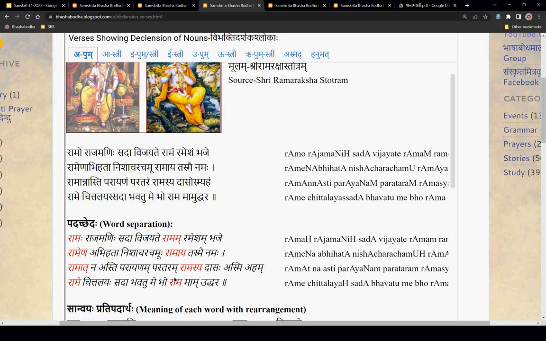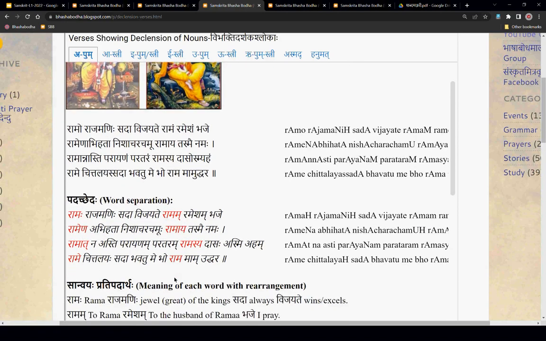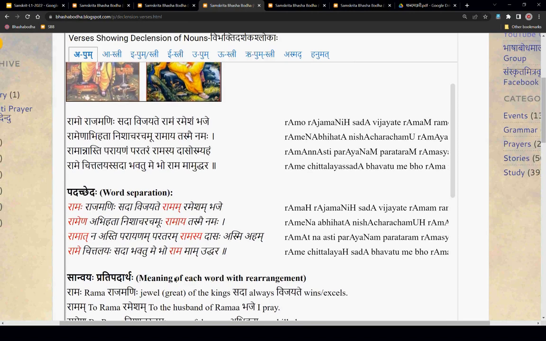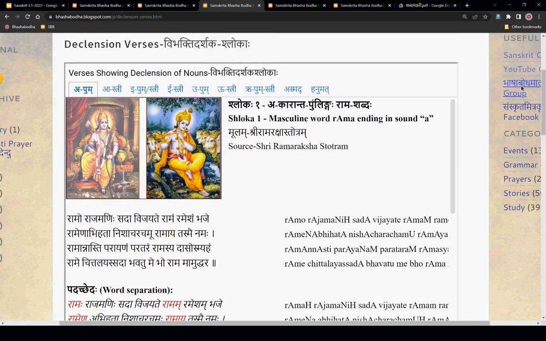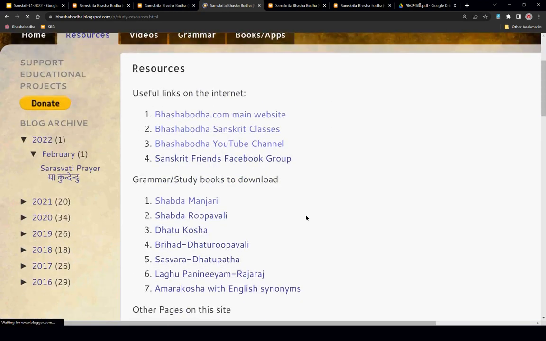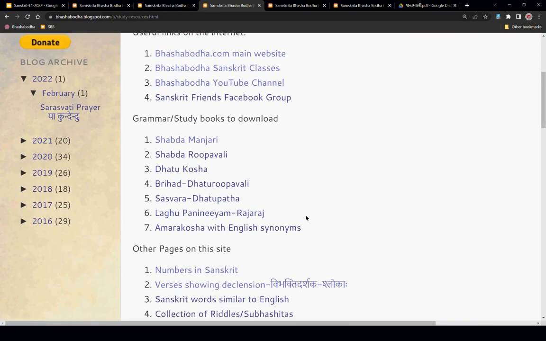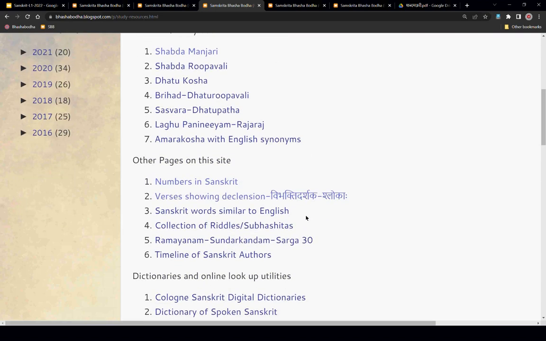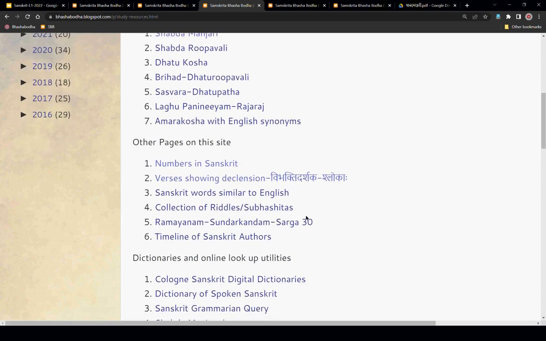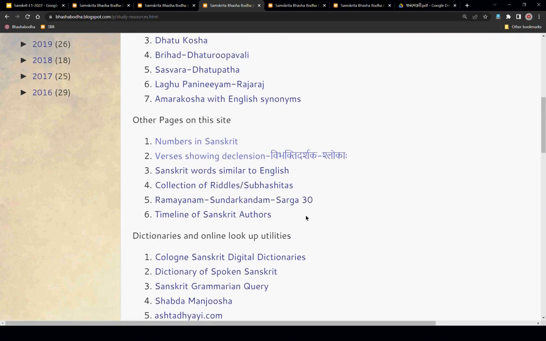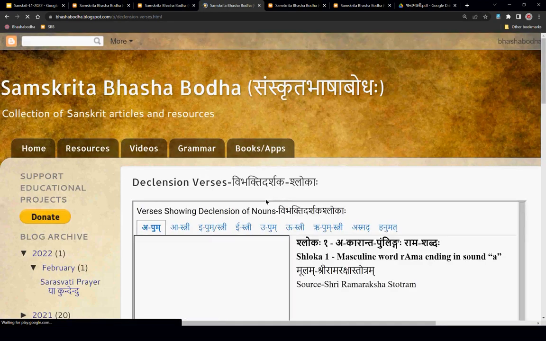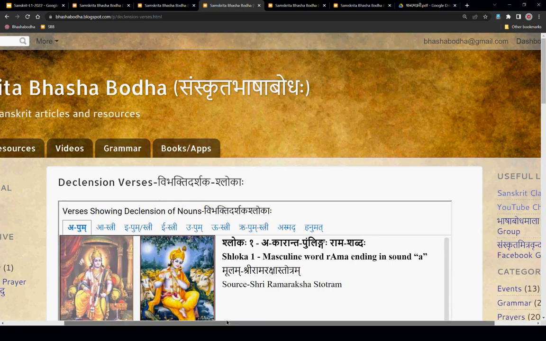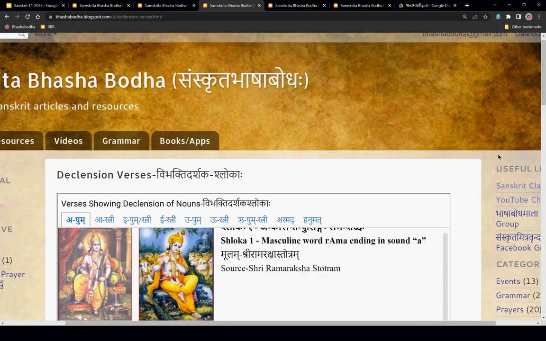Where in the blog is this shloka, sir? The shloka is on the resources page. Resources, grammar, I think. No, here: resources, number 2, other pages, verses showing declension, Vibhakti Darshaka Shloka. Okay, found it. Thank you.